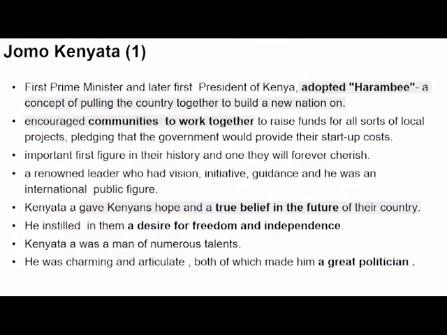The next philosopher is Jomo Kenyatta. He was the first prime minister and later the first president of Kenya, and he had adopted a very important concept, Harambee, which was there to pull the country together to build a new nation on. It strongly encouraged communities to work together to raise funds for all sorts of local projects, and pledging that the government would provide them with start-up costs.